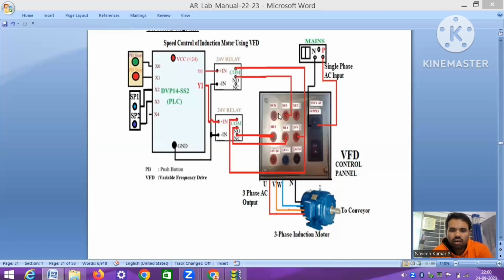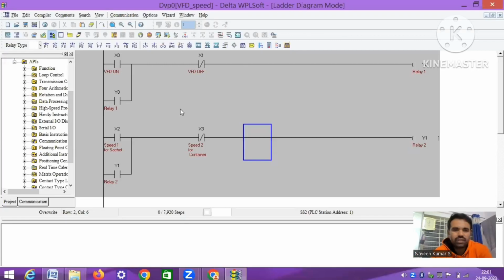That is, switching on and off of this VFD to rotate the motor is achieved through the first relay, whereas switching the motor between two different speeds is achieved through the second relay. So we have got a PLC program which is very simple. Two DOL starter circuits are sufficient. Whenever I press X0, Y0 turns on, which in turn passes 24 volts to multipurpose input 1 of the VFD. So it is ready to operate the motor.